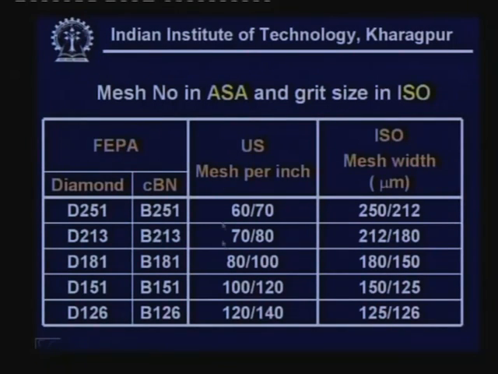Now, for super abrasive we have a range. Instead of having a 60 grit we call it 60 by 70 grit. That means the size of the grit is within this range of the mesh. That means the grits can pass through 250 micron mesh, but will be arrested by 112 micron mesh width. So, that is the range. We can have some wide tolerance or a tight tolerance so far as the size of the grit is concerned.